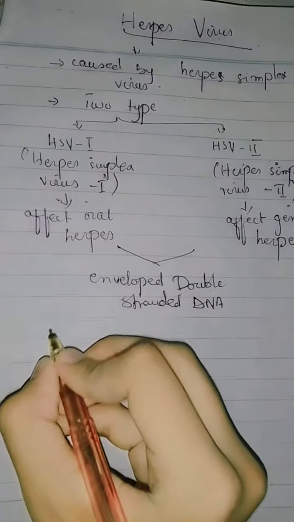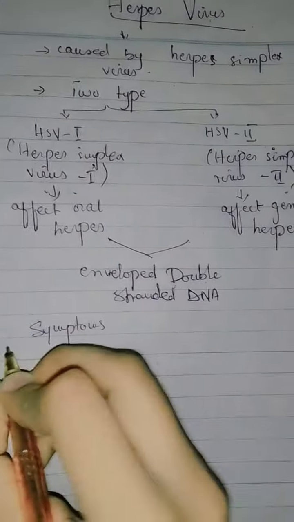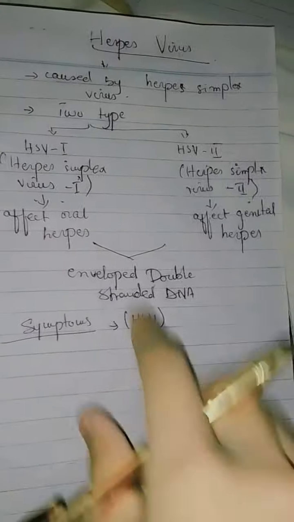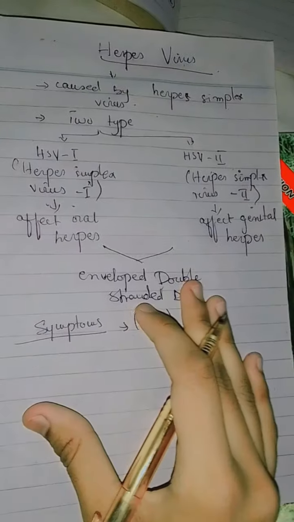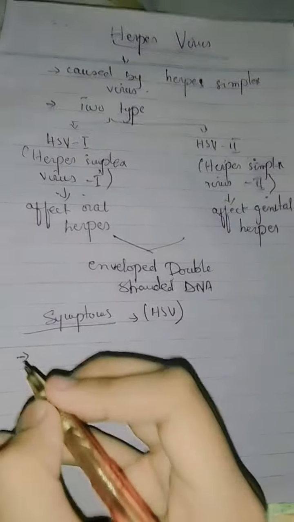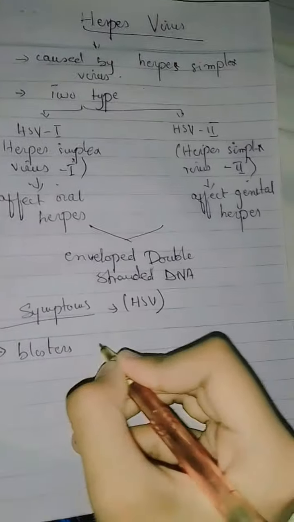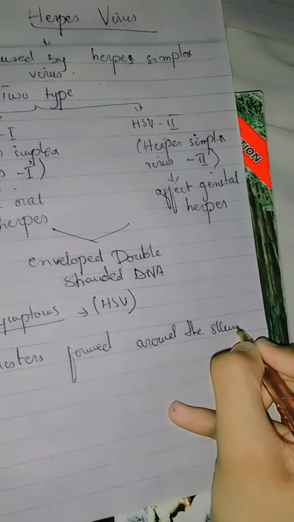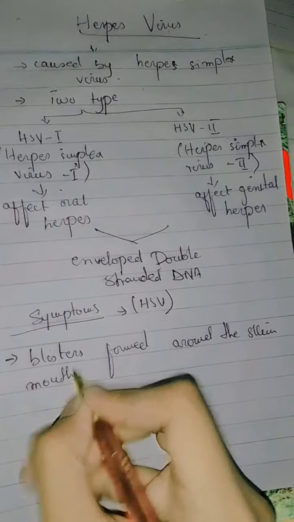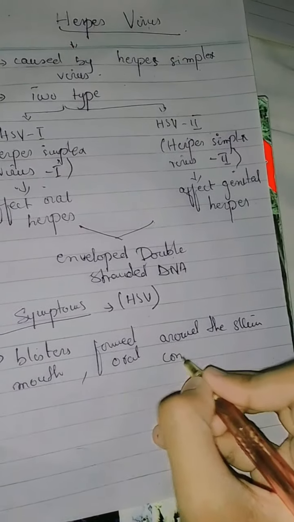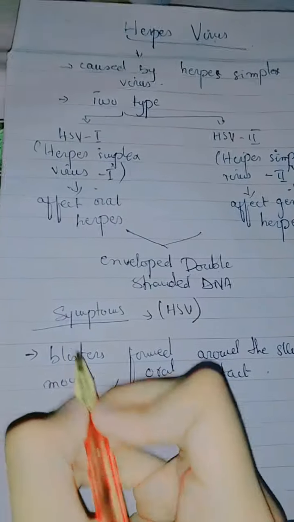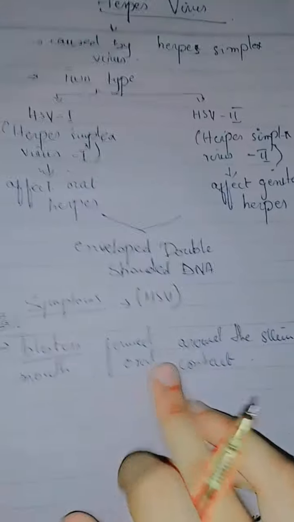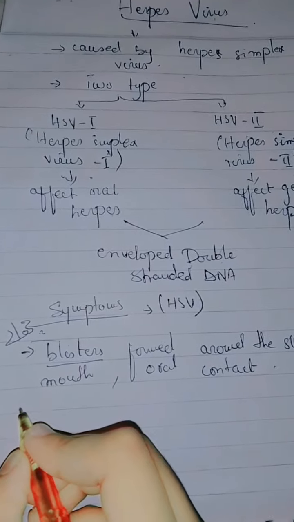Now talking about the symptoms of HSV virus. In HSV both types come, HSV1 and HSV2. First symptom is that blisters form around the skin, mouth, and the oral contact. Blisters basically means chale. So blisters basically form around the skin, mouth, and oral contact. That is one symptom.